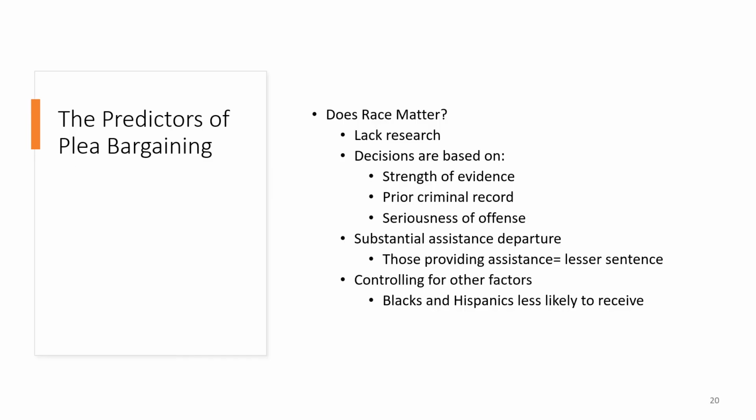What are some of the predictors of plea bargaining? One of the biggest ones is the question, does race matter? There's really a lack of research in this area. A lot of criminal justice programs around the country are looking at this and gathering statistical evidence, but what they've found is that it's really based on socioeconomic status. So if a defendant has a fair amount of money, they're more likely to get a much better outcome than someone who is poor.